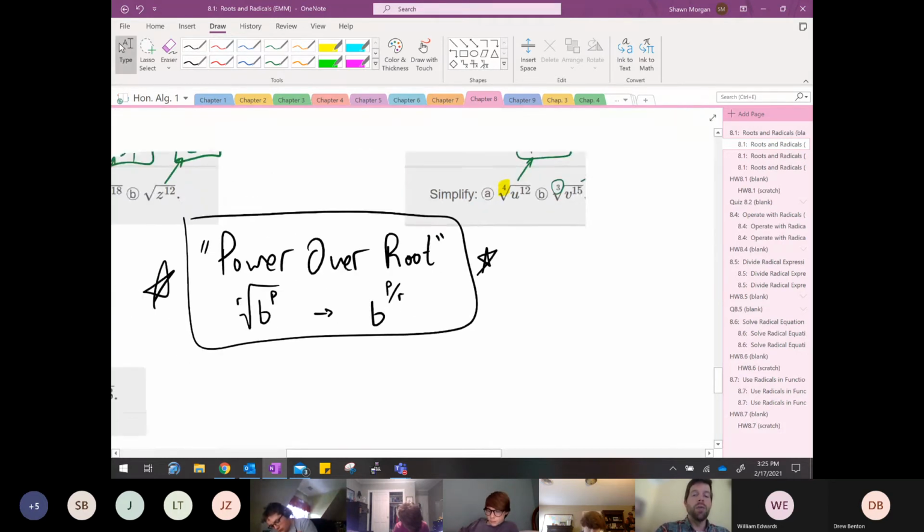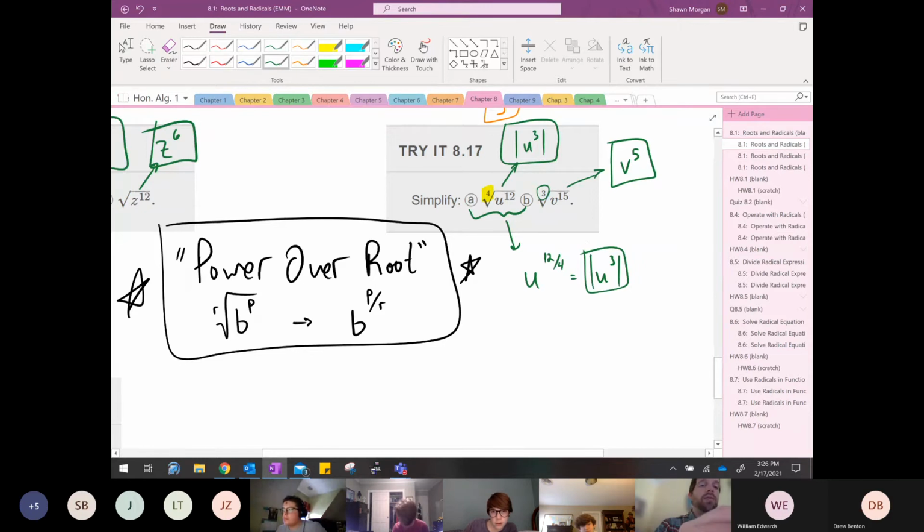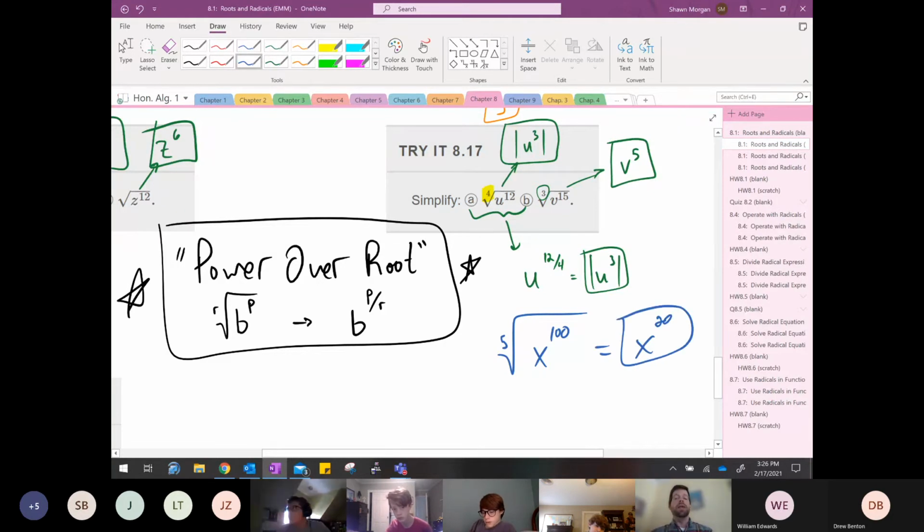As an example, William Edwards had done this one. Look at part A right here, and we think, okay, u to the 12 over 4, that's u to the 3, and then we just remember, did I start with an even root, and did I end with an odd exponent? If that's the case, I need my absolute value. This makes it a whole lot easier if we're dealing with something like the 5th root of x to the 100, where I could just say 100 divided by 5 is 20. Wham, bam, thank you, ma'am. Done with the problem. It's power over root. That's the phrase that pays in this context.